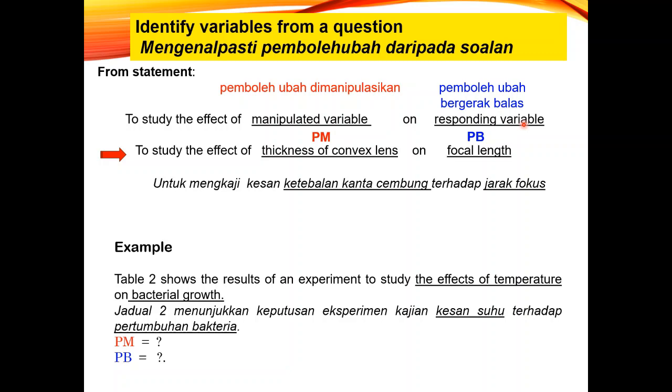Next, we look at another example. The table shows the result of an experiment to study the effect of temperature on bacterial growth. So the temperature, after the words effect of, is the manipulated variable, and the responding variable is the bacterial growth.